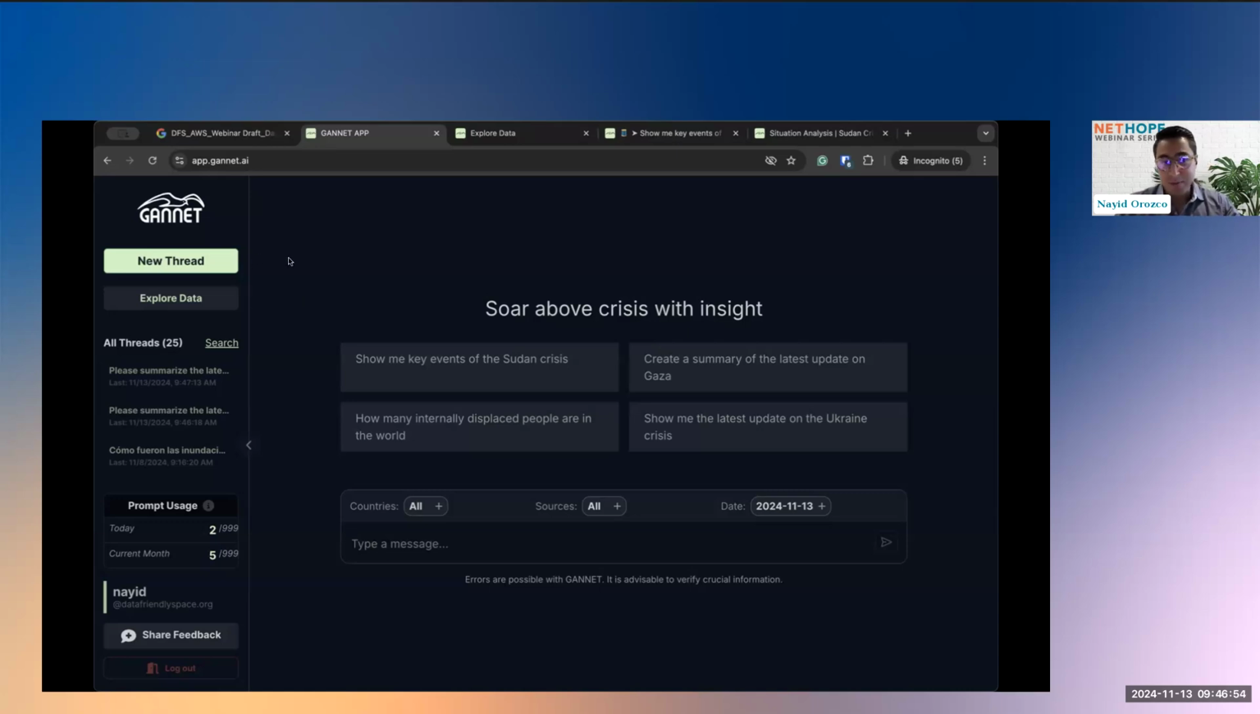The first thing on the left, you will have the opportunity to explore two big parts of the platform. The first one is start a new thread, as you are doing today with any of those systems. And the other one is explore data. Let me start with explore data.